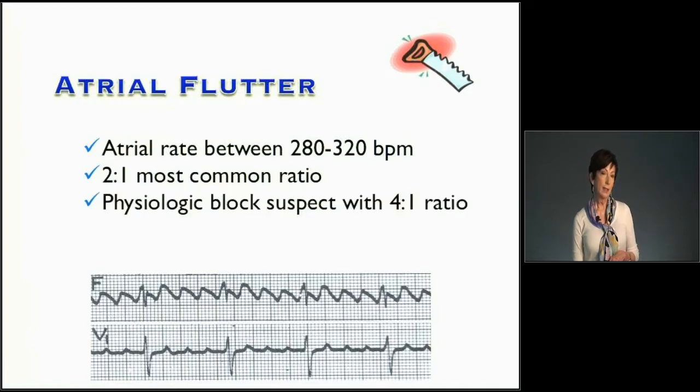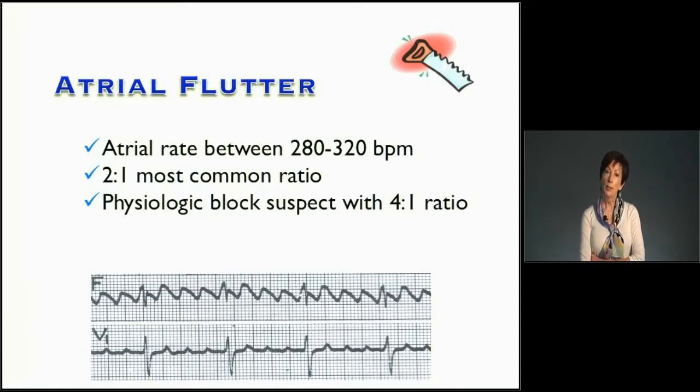So when you see a 4 to 1 flutter, which is in the case below, then it's a good idea to be thinking that there's probably some physiologic block of why there could not be more conduction than just 4 to 1. Now, you're more than likely looking at the bottom strip and saying, well, I only see 3 P's. Why is that 4 to 1?